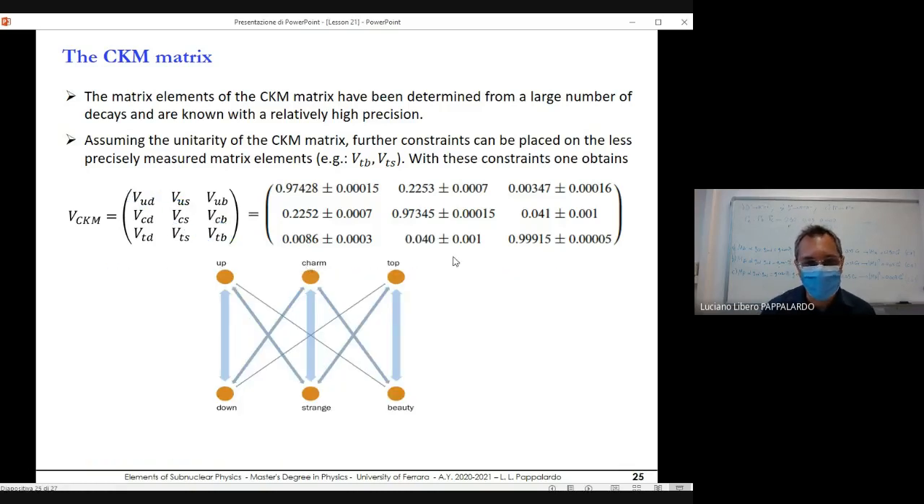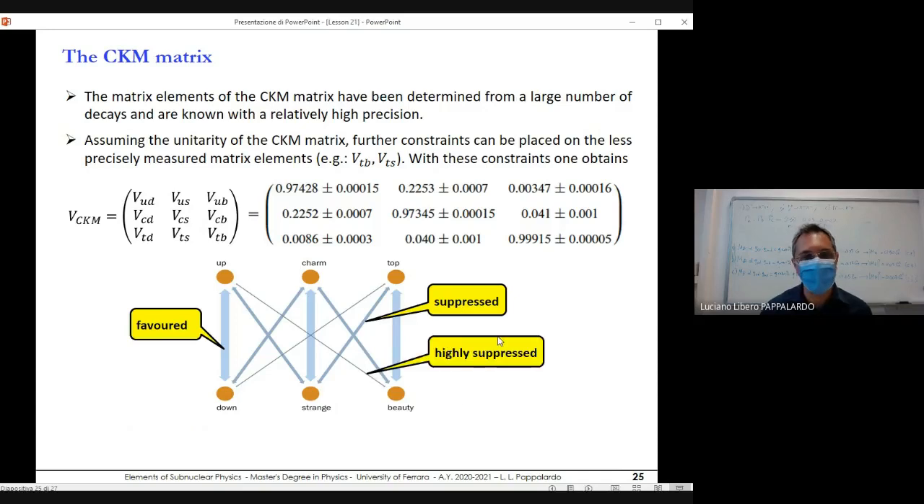This can be also represented in this way, right? So the transitions between the same family are the most probable. It corresponds to the diagonal elements. These are favored. Then we have those between families which are close to each other, second to third, or first to second, and these are suppressed. And then we have the extreme case, the transition between the first and the third family, which are highly suppressed.